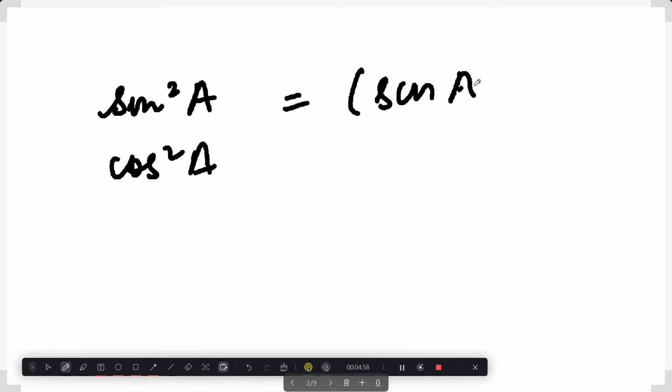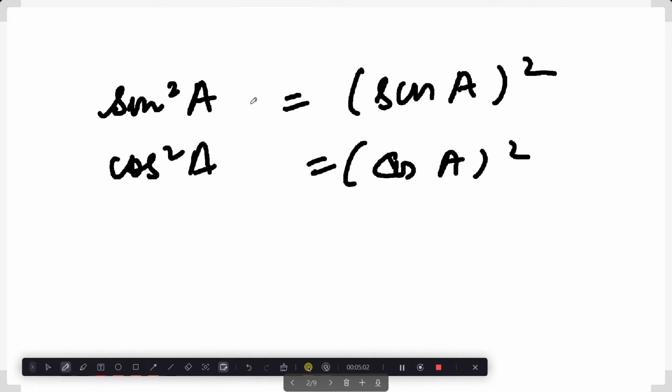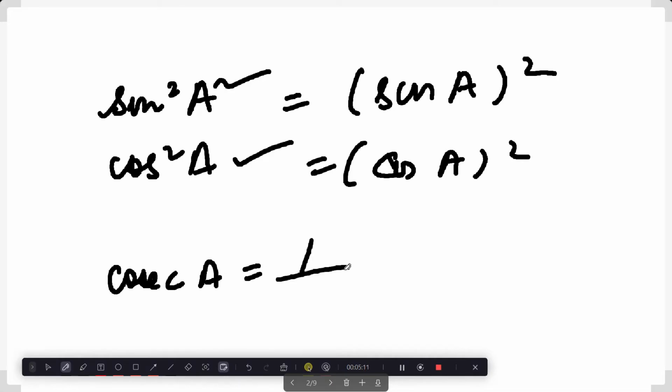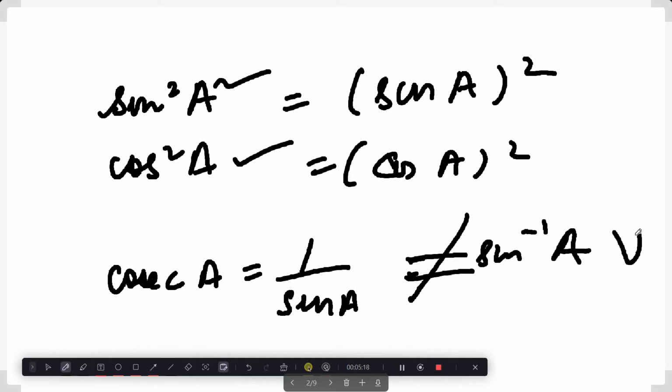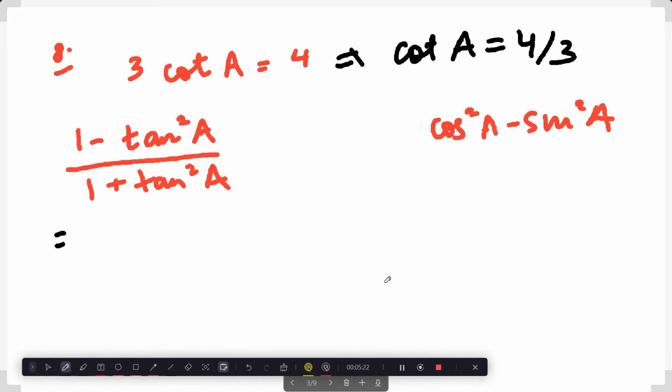So there is such a certain term like sine square A, cos square A. What does it mean? It means sine A whole square, cos A whole square. We can write it in this manner. It would mean this only. What is cosec A? It is 1 by sine A. We cannot write it as sine inverse A; this is wrong basically, but this is how we write. So hopefully that has made it clear.